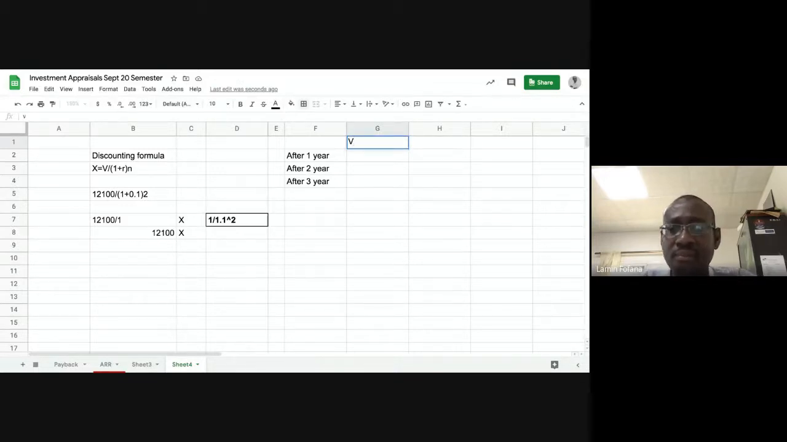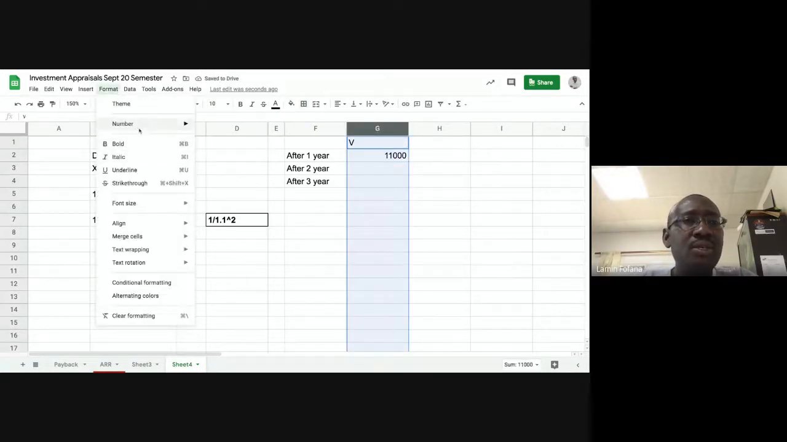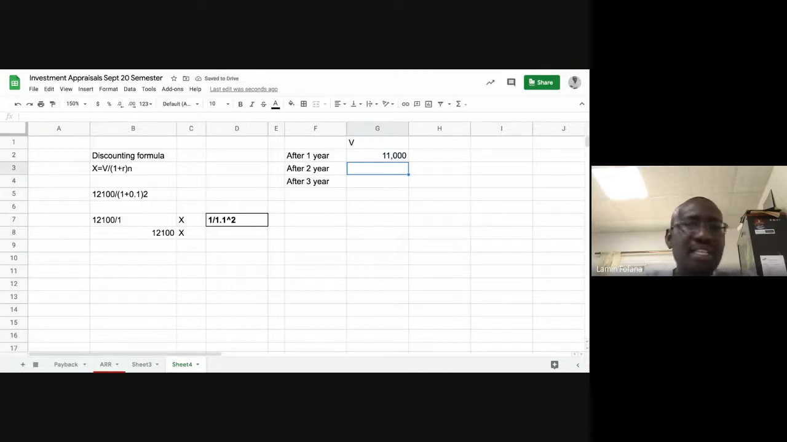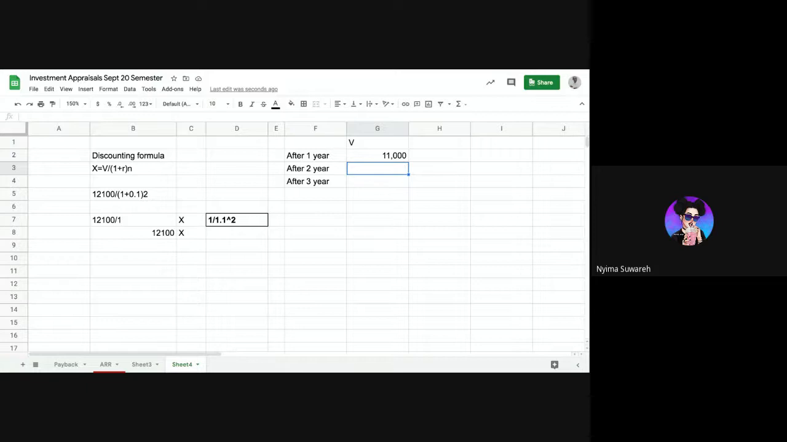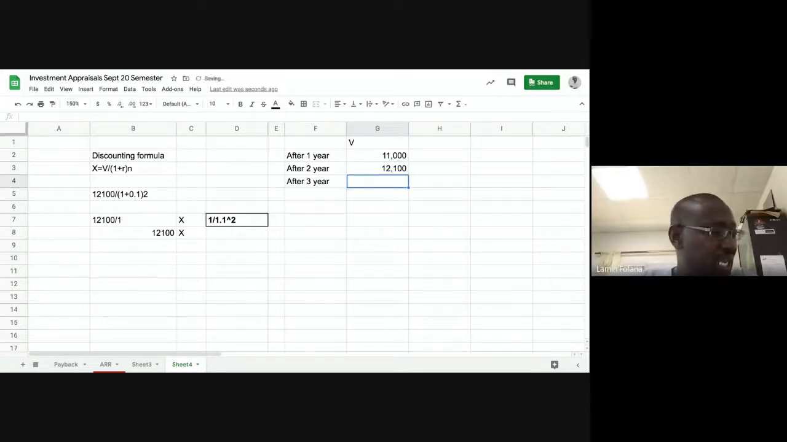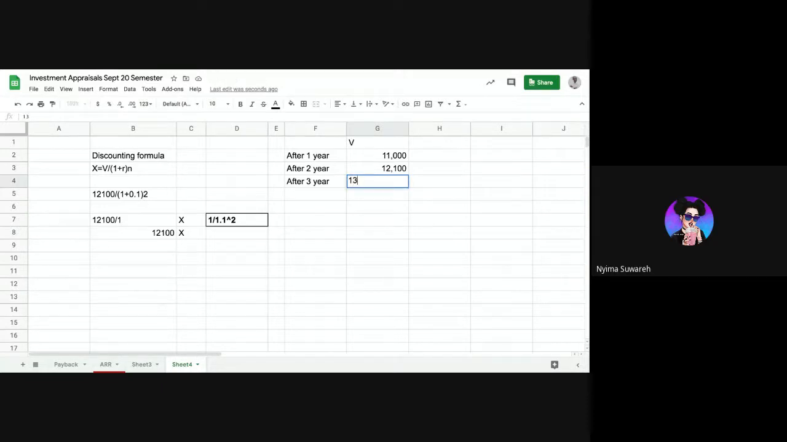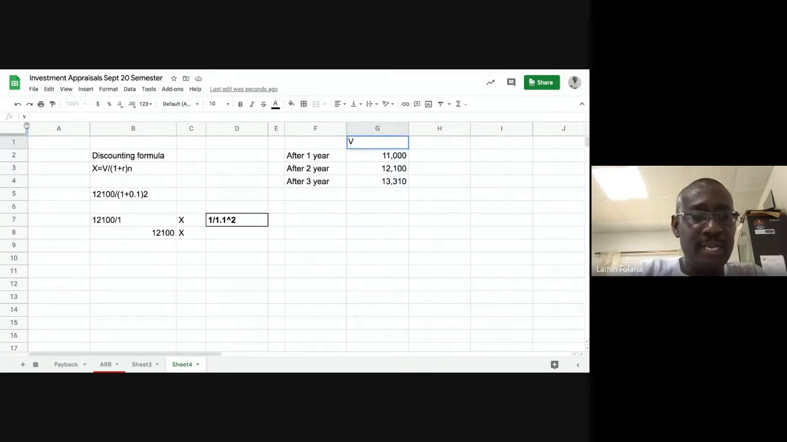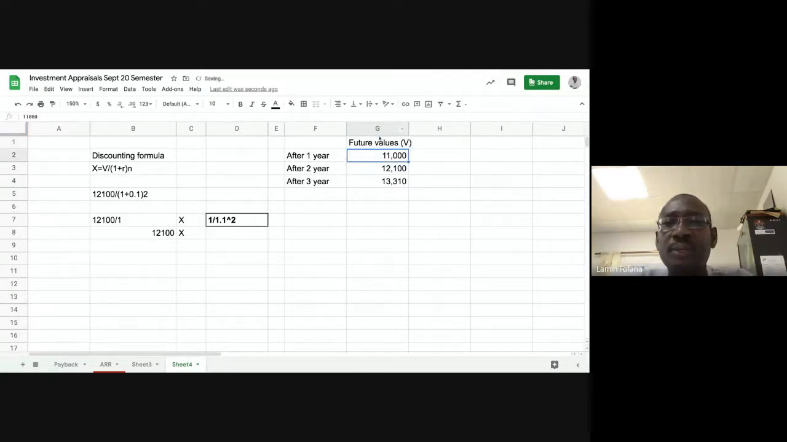So after 1 year, what is our V? Our future value after 1 year is how much? 11,000. Good. Let me format this to 1,000 separator and 0 DP. So 11,000; after 2 years it is 12,100. After 3 years is what? 13,310. Right. So these are what we call our future values, or V. So just put that here: future values in brackets V.